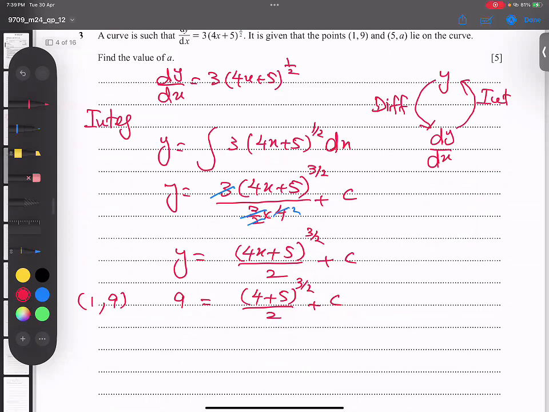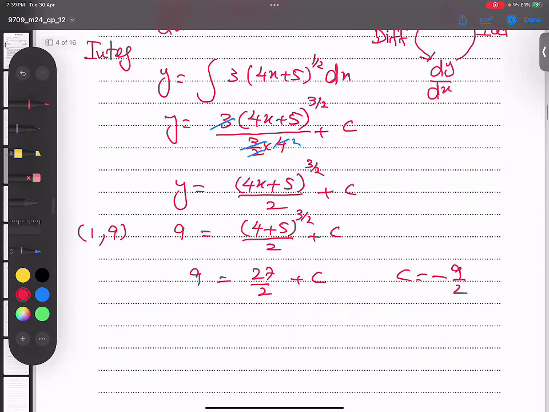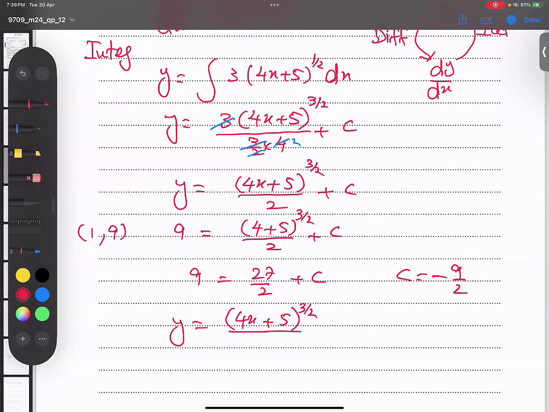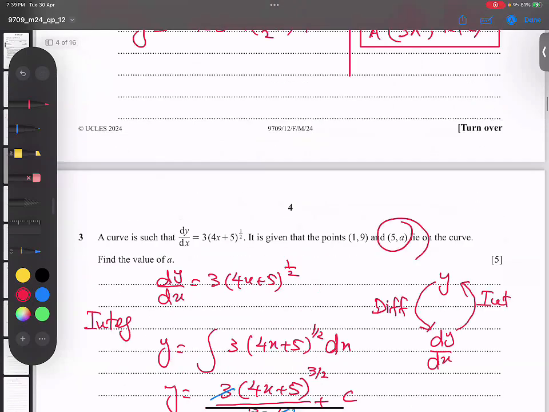So this is, yes, for 1, so 9. Yes, 3 by 2. So I got 27 by 2 and 9. And ultimately, 9 minus 27 divided by 2, I get negative 9 over 2. So I plug it back in the equation, students. So the y value becomes (4x + 5)^(3/2) over 2 minus 9 over 2. Now, students, I'll go for 5a.